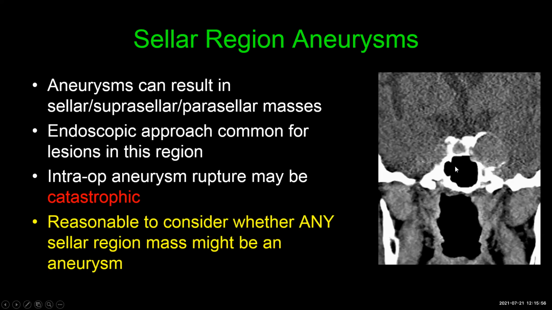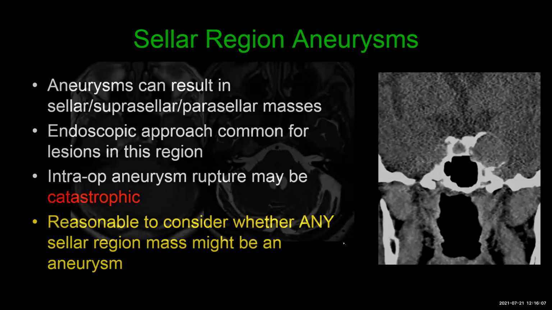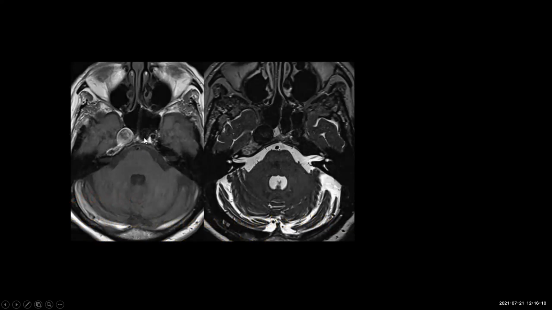So it's worth taking a second, and we do this as radiologists all the time, to consider whether any sellar region mass might possibly be an aneurysm. And usually you can quickly say no, but sometimes that can be harder to do. So here are two MRI images. This is a T1 scan with contrast, and this is a T2 scan. And we see that there is a right parasellar mass. Here are the sphenoid sinuses. And it looks like it is an enhancing mass. So we're kind of wondering, what could this be?